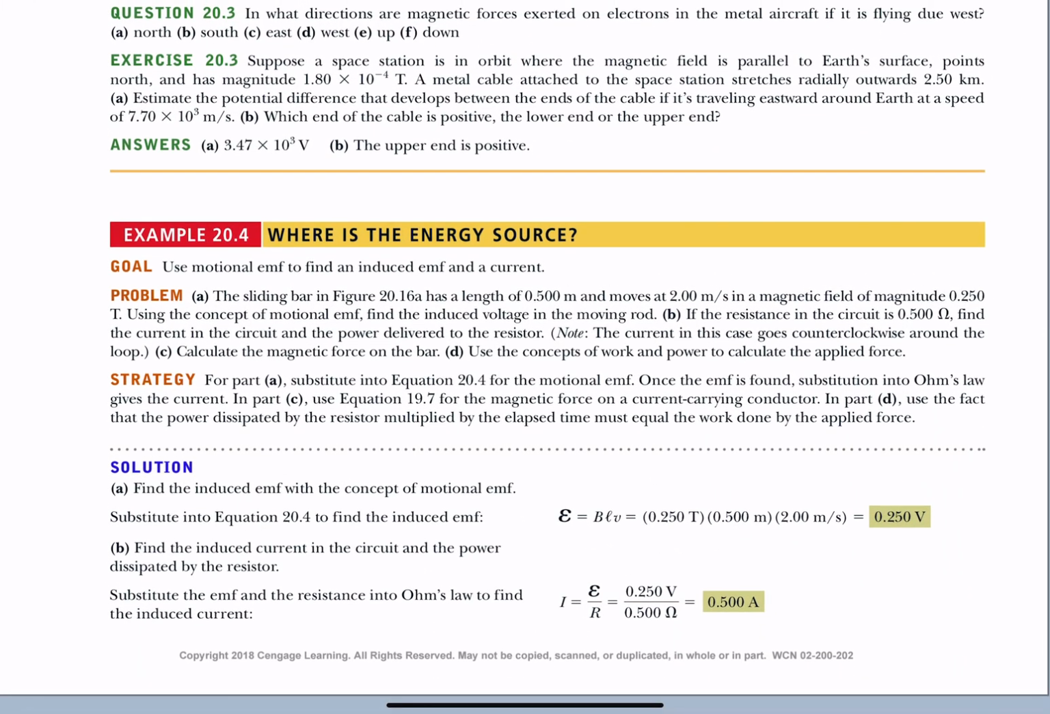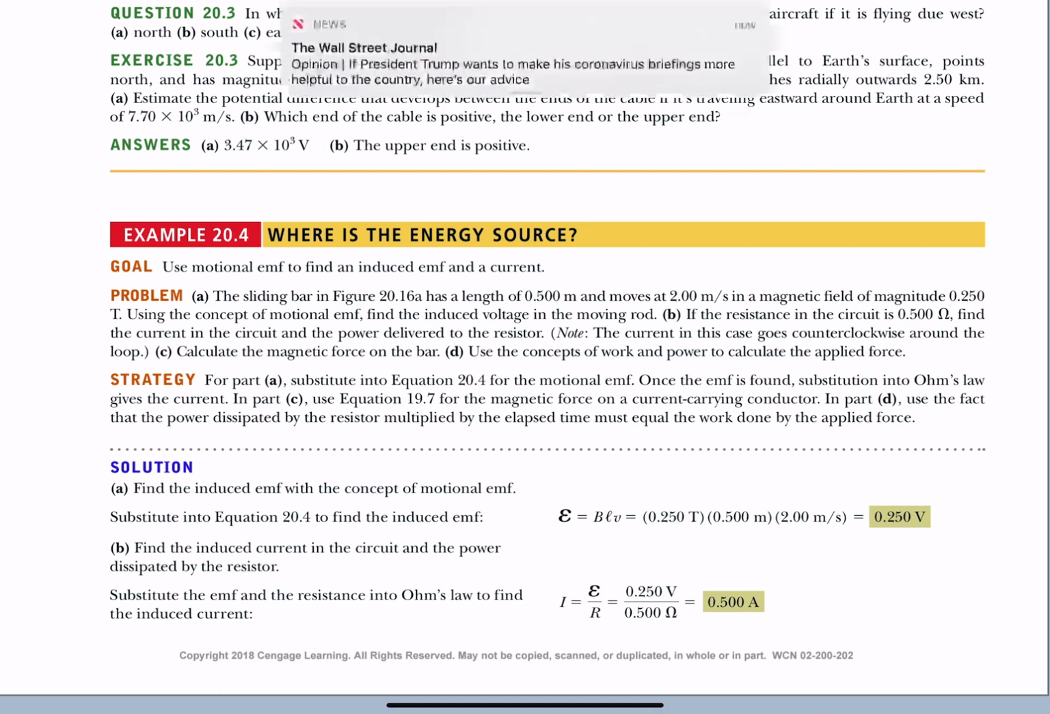Down here at the bottom, we have, again, the electromotive force equals BLV for this problem about a bar that's sliding along, has a certain length, and there's going to be a resistor in the circuit. This goes back to the figure 20.16a that we began this talk with. We can use Ohm's law at the very bottom to find the current.